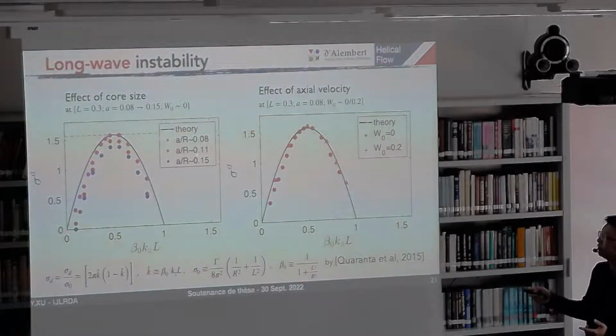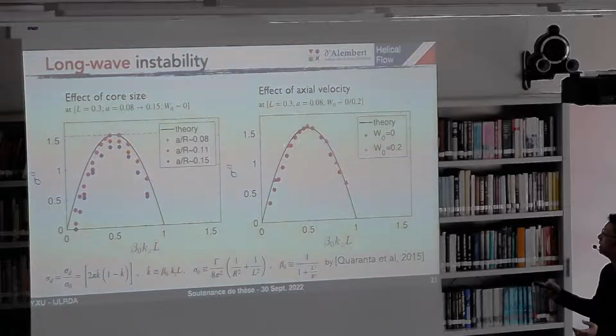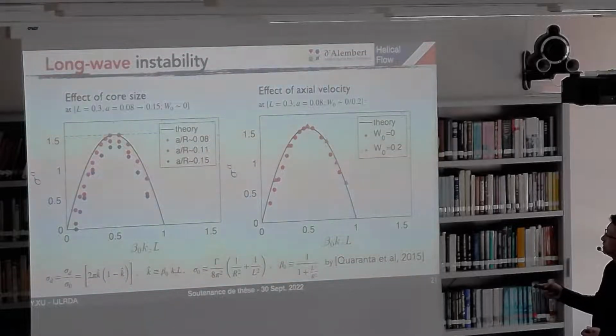We can see that if we increase the core size, it tends to stabilize the long wave instability, which is reasonable because the theory is done for helical filaments, and if the core is too large, the theory is no longer valid. On the right side, we keep the core size relatively small and we vary the axial velocity. We can find, with our simulation results, that the axial velocity does not have a huge impact on the long wave modes.